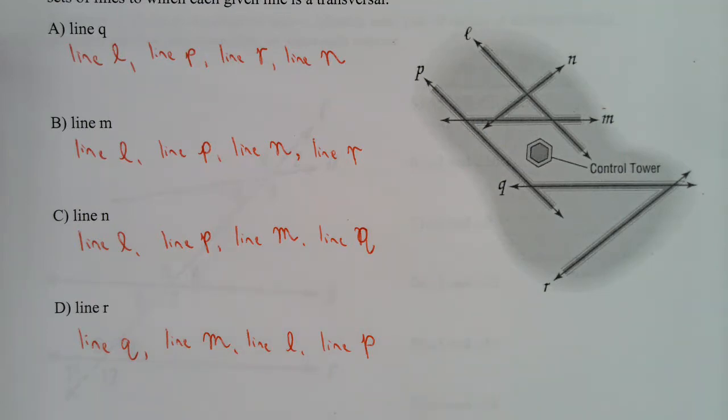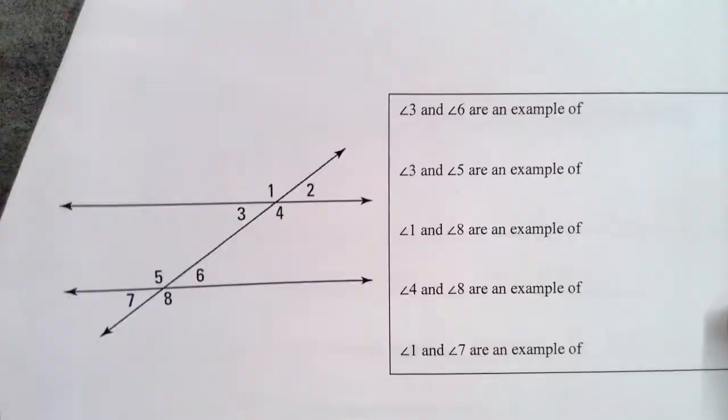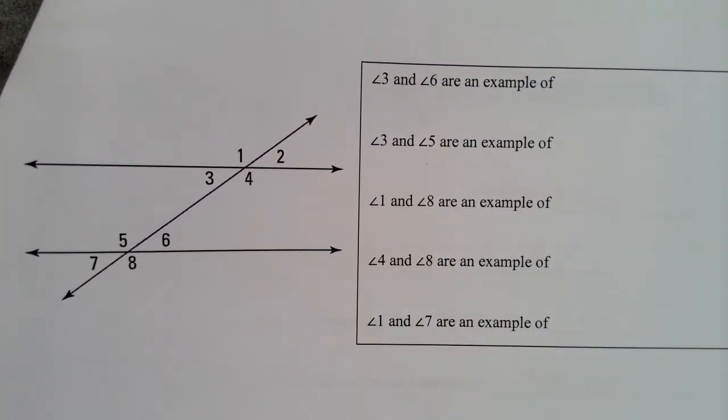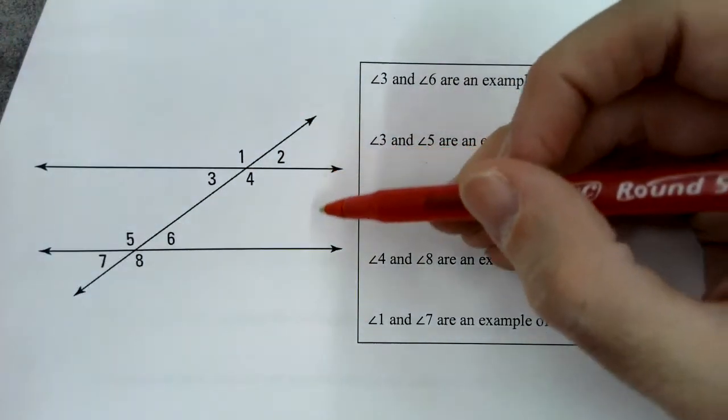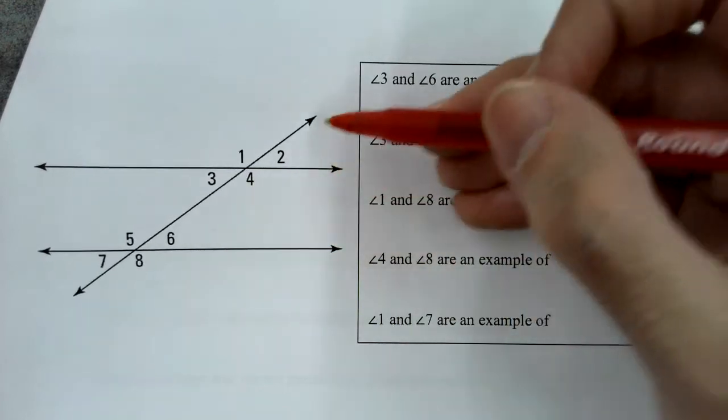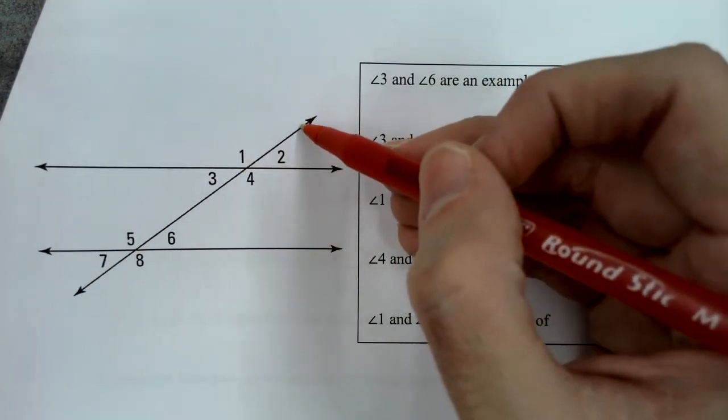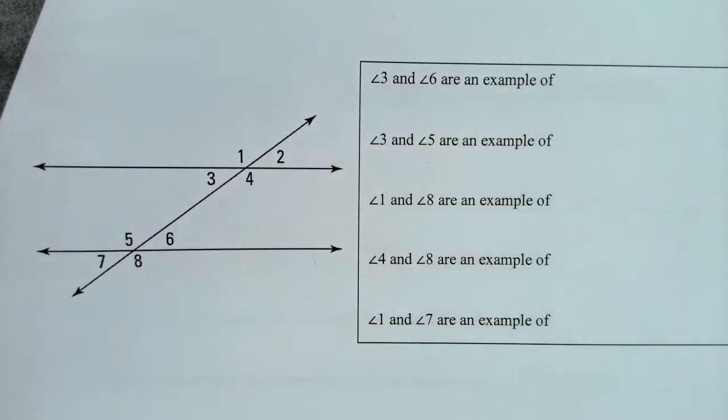So that's that page. And now the final page. Whenever you have two lines being intersected by a transversal, you have certain angle pairs formed. So for example, these are the two lines being intersected by this transversal. This is the transversal right here. These are the two lines being intersected.